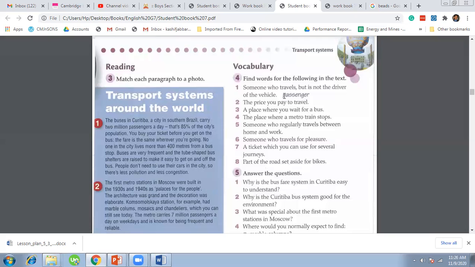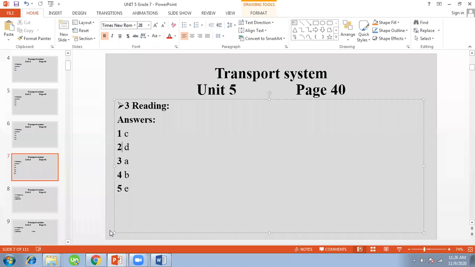Someone who regularly travels between home and work, we call him a commuter, right? And someone who travels for pleasure is a tourist. And the ticket which you can use for several journeys is a pass, as you've seen in Japan. And number 8, part of the road set aside for bikers, that is called the cycle track, right?